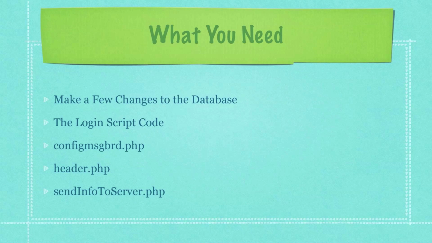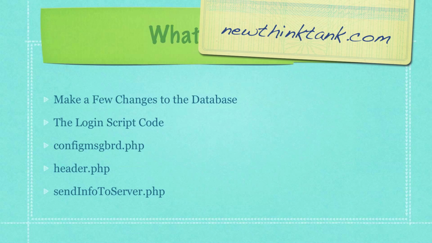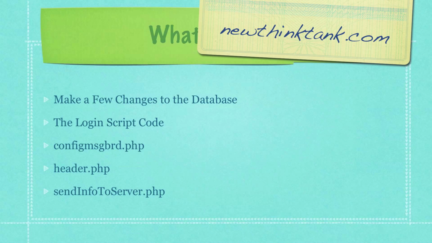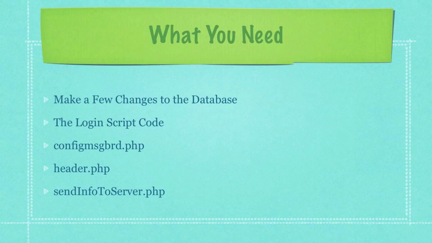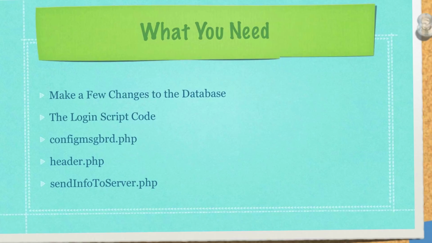So what are you going to need to finish this off? Well, we have to make a couple changes to the database, real simple stuff. You need the login script code from the previous tutorial because we're going to be using that almost exactly to create the forum part of the message board. You need the config messageboard.php file, and all of this code is available. There's a link in the description if you want to go get it. We're going to make a couple changes to that config message board code, and also we're going to have to create a new file called sendinfotoserver, and we're going to do all that in this tutorial.